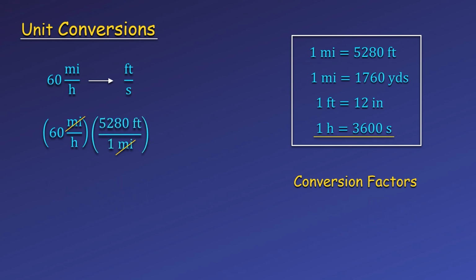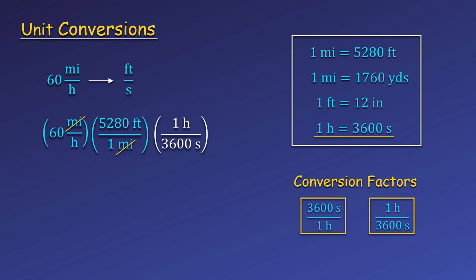Our feet are taken care of, so now we just need to convert hours to seconds. We'll use our relationship of 1 hour is equal to 3,600 seconds. This gives us two possible conversion factors. We can look at this in one of two ways. We want to have seconds left in the denominator, so we know our conversion factor should have seconds in the denominator. Or we can see that we want to cancel the hours that we currently have in the denominator, and to do this, we will need a conversion factor that has hours in the numerator. Therefore, we'll multiply by 1 hour over 3,600 seconds. Canceling our units, we're left with feet per second. And now we just multiply through and find that 60 miles per hour is equal to 88 feet per second.